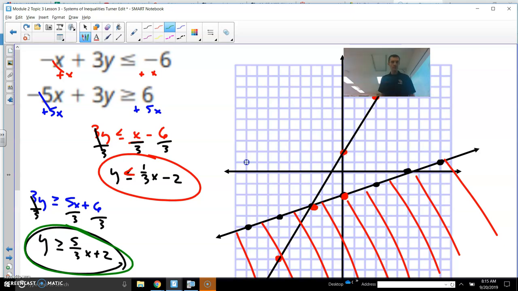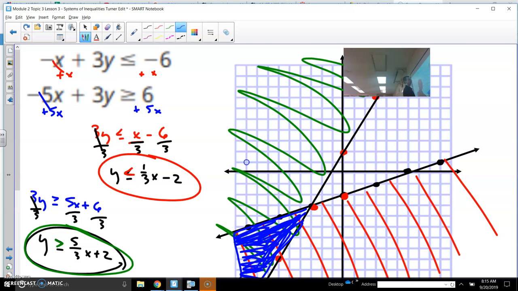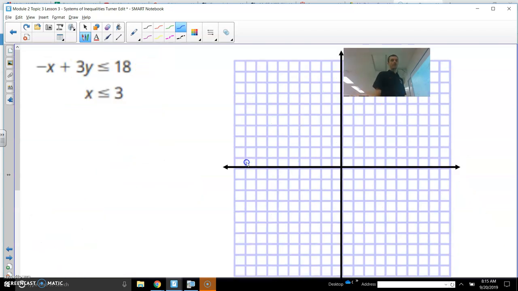But there's my line. But this one wants me to go greater than or equal. And so I'm going to shade all above that line. And we're looking for the region of overlap. And in this corner right here, this wedge, these points share both overlapping regions. So my solution space really lives in this blue area in the bottom left. Always look for where they overlap.